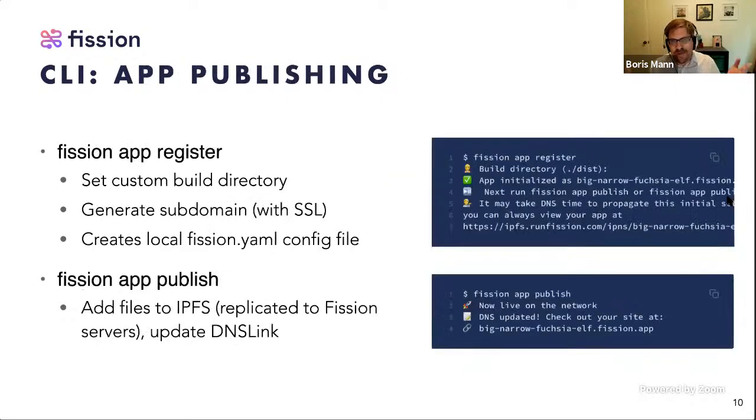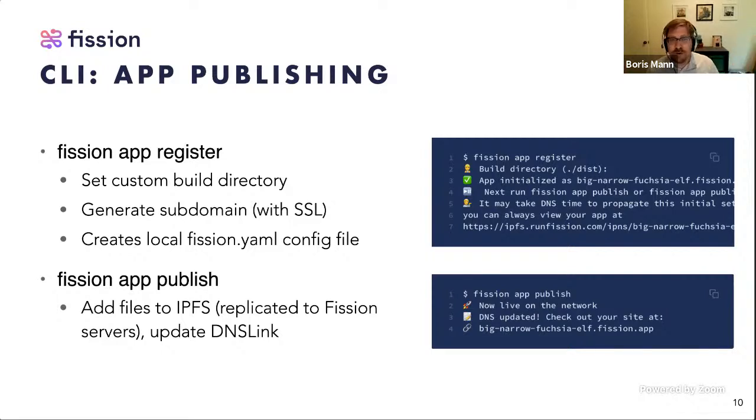And then let's go ahead and register an app. Fission app register. You'll have a build directory. You'll get a subdomain. And you can see here, big, narrow, fuchsia elf. We're pretty proud of the random subdomains that get generated for you, or you can pick a name as well. And then you've got a little local file, and then you'll immediately get a link to where this is. So ipfs.runfission.com is our IPFS gateway, but you can then access it from any public IPFS gateway or from your local IPFS nodes.